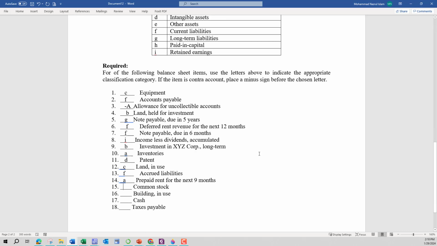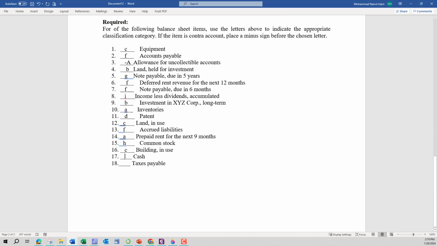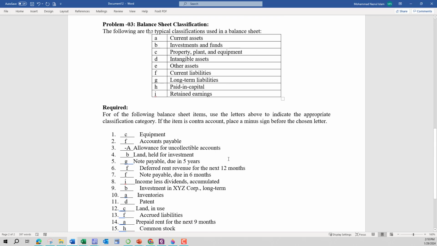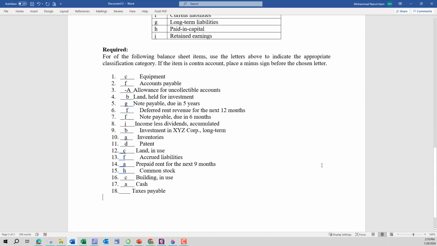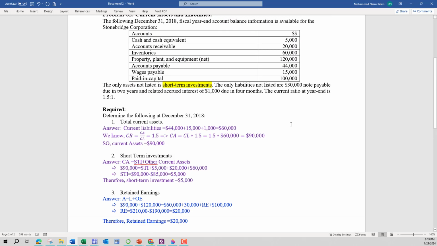Common stock is paid-in capital, H. Building in use is property, plant, and equipment, C. Cash is a current asset, A. And finally, taxes payable is a current liability, that is F. Okay, I hope you got it.